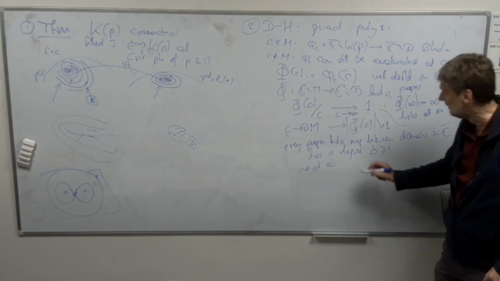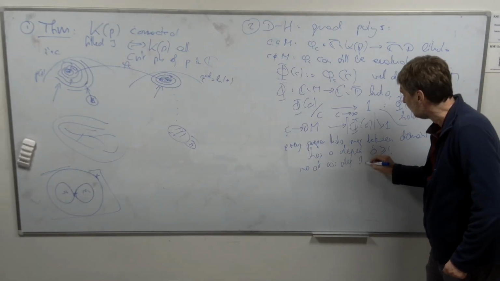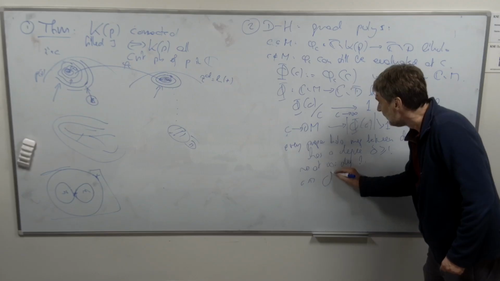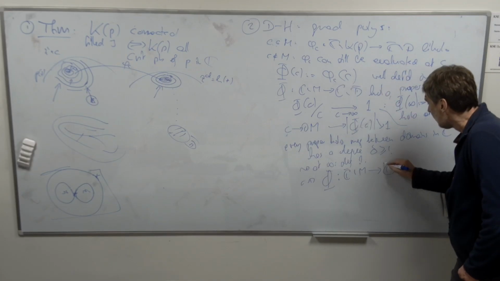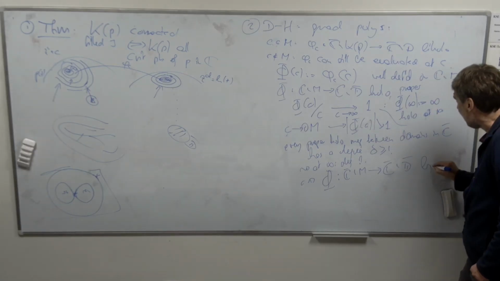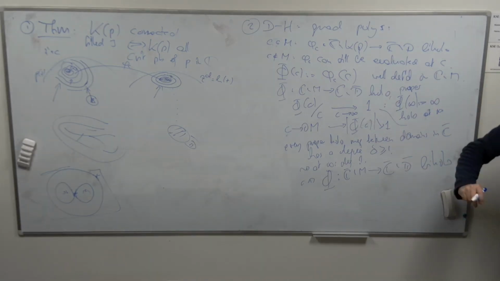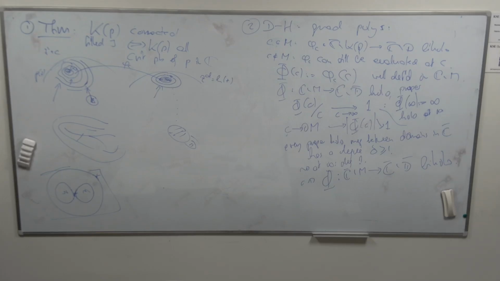Exactly. So that means that Phi from the complement of the Mandelbrot set to the complement of the closed disk is biholomorphic. You see that? Ruslan, can you follow?